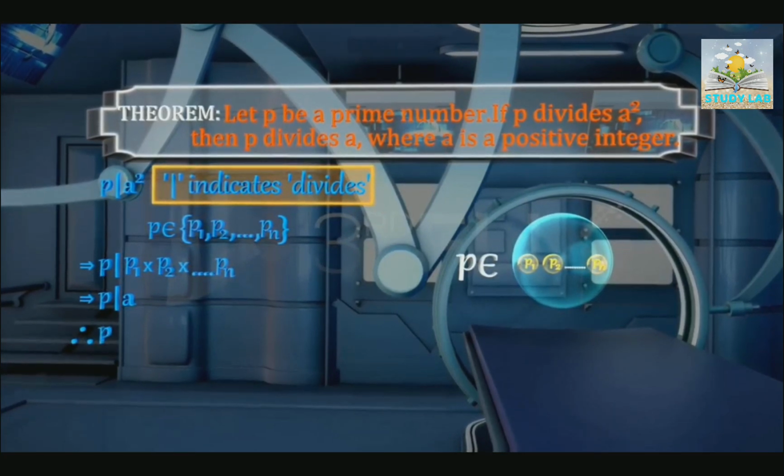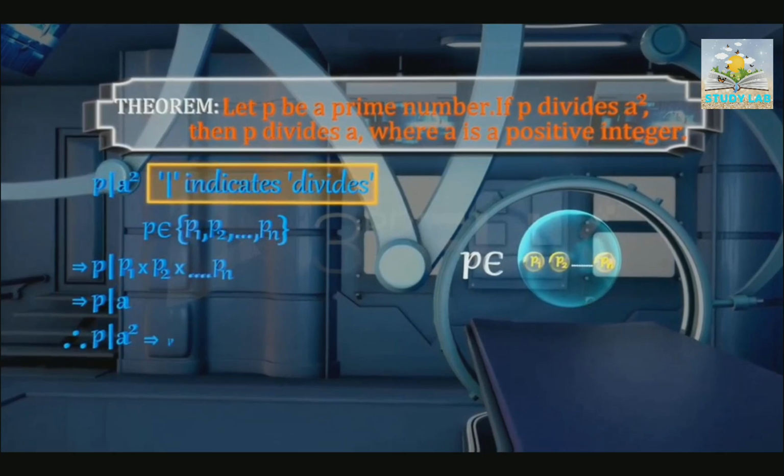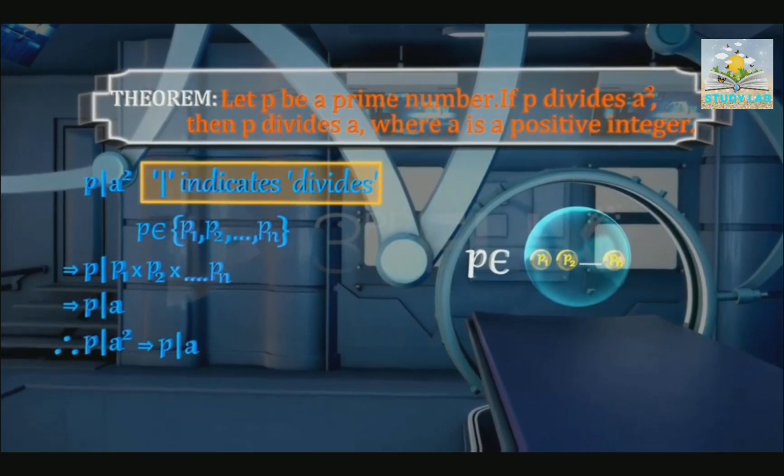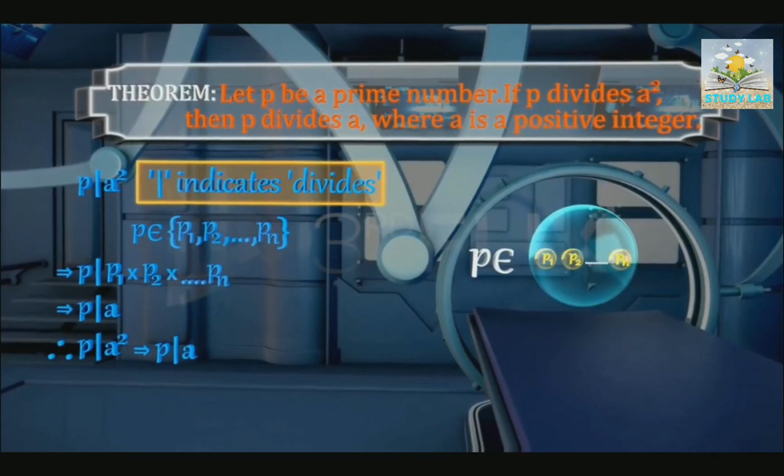Therefore, if p divides a square, then p divides a, where p is a prime number and a is a positive integer.